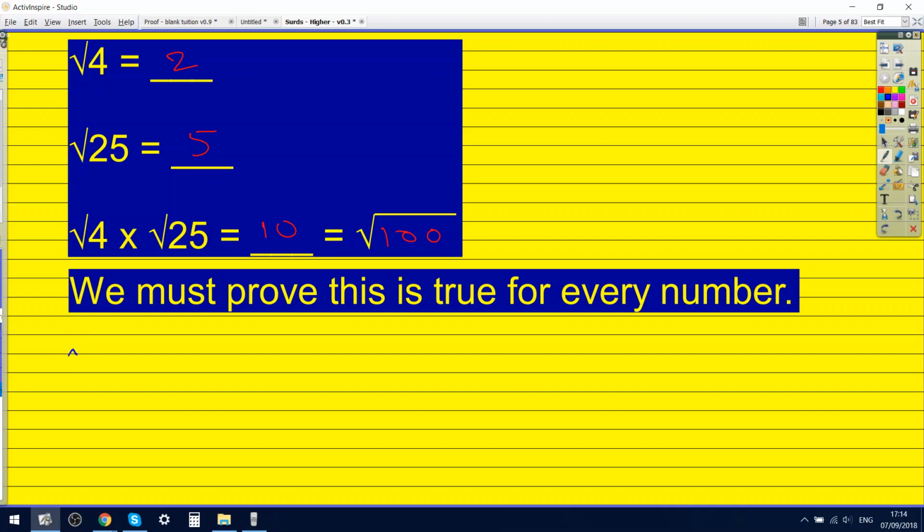Yeah, and so what we saw there is root 4. So 4 times 25 is 100. Root 4 times root 25 equals root 100. We need to check if this is true for everything. So basically the square root of something times by the square root of something else. Can you just multiply the two numbers together and put a square root around them? 4 times 25, put a square root around it.